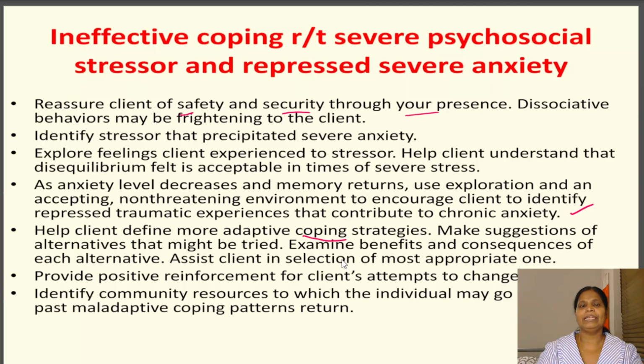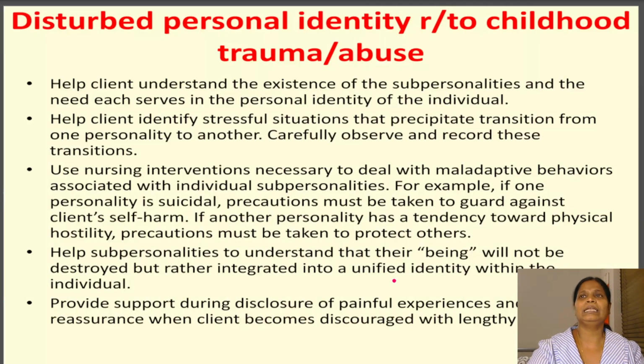And we need to identify the community resources which are present when the person goes back into the community setup. Identify certain support systems which can help the client. So these are certain nursing interventions we can do for ineffective coping. Next, coming to disturbed personal identity related to childhood trauma or abuse.